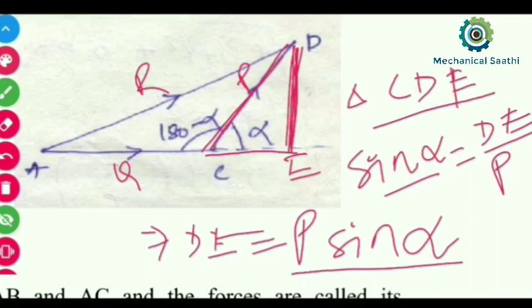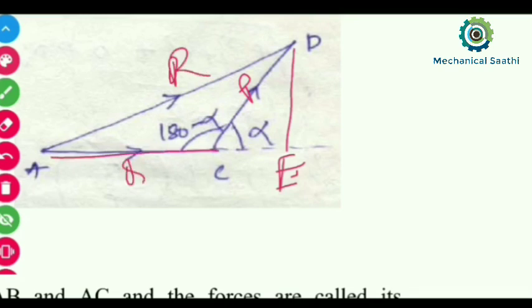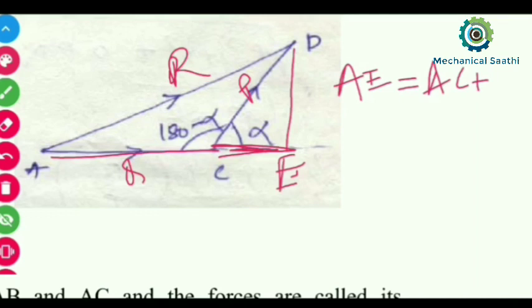Next thing we need to calculate is the value of AE. So now we have calculated the value of DE, and that will be equal to P sine alpha. Then we need to calculate the value of AE. For AE, this value is P, this is R and this is Q. Up to this much is Q, and if we can find out this value, we know that AE will be equal to AC plus CE.